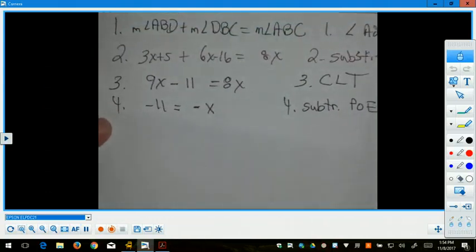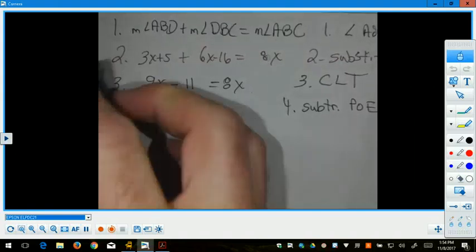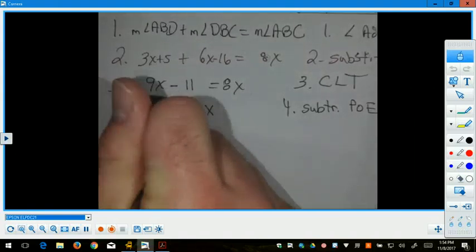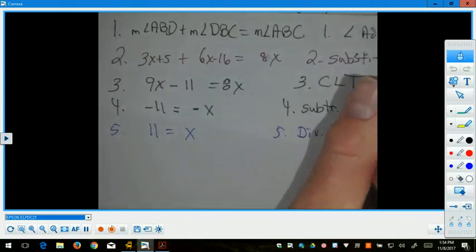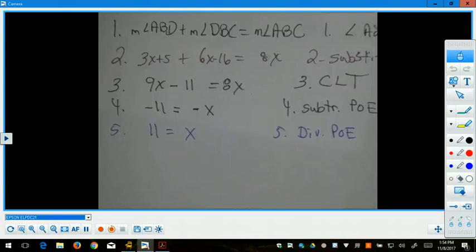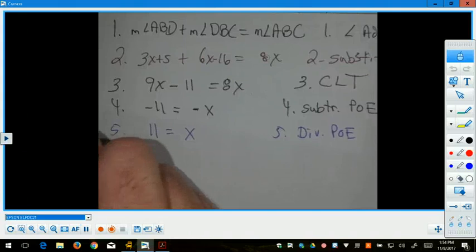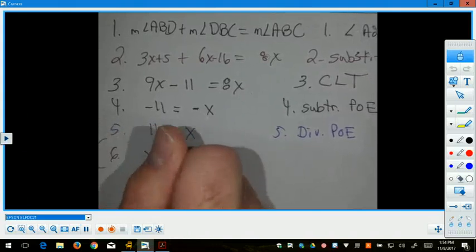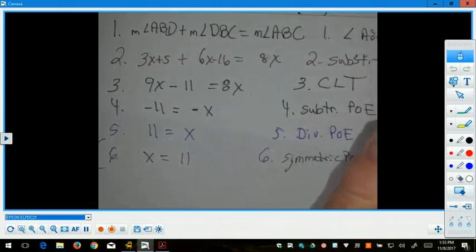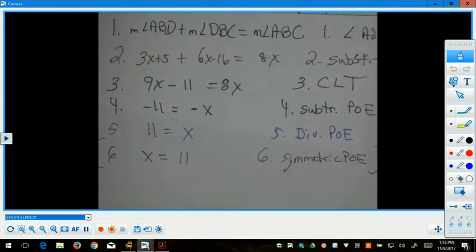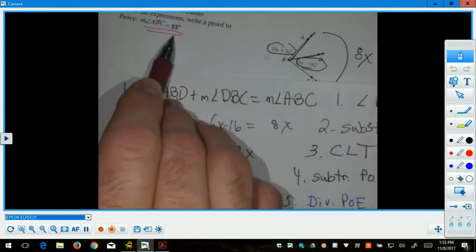Now, I'm supposed to find the measure of angle ABC. I'm not done though, so I'm going to divide by negative 1, giving me 11 equals x. I divided, so I used the division property of equality. The next line that I'm going to put in isn't really necessary, but normally we solve for x, and right now it says 11 equals x. So I'm going to write x equals 11 using the symmetric property of equality. But again, that line isn't necessary because we weren't asked to prove x equals 11.